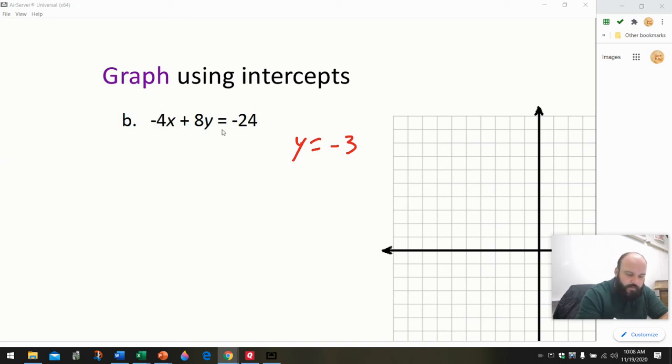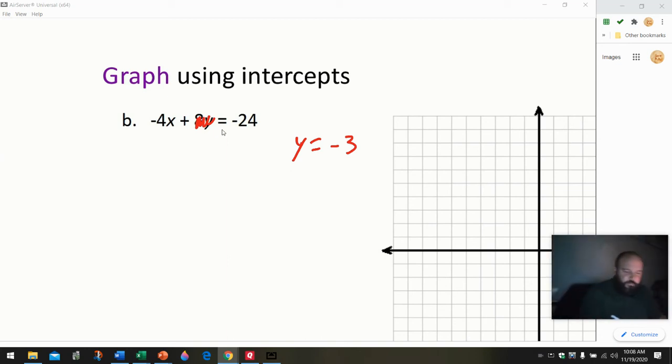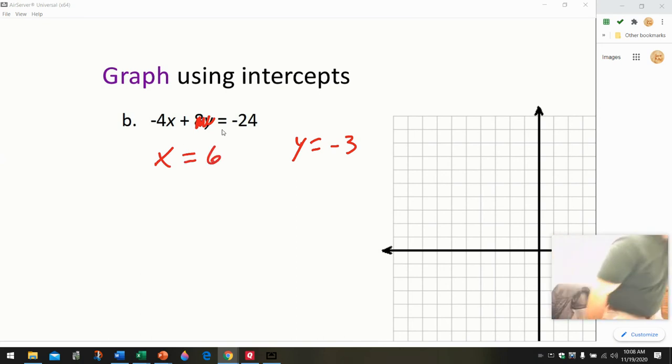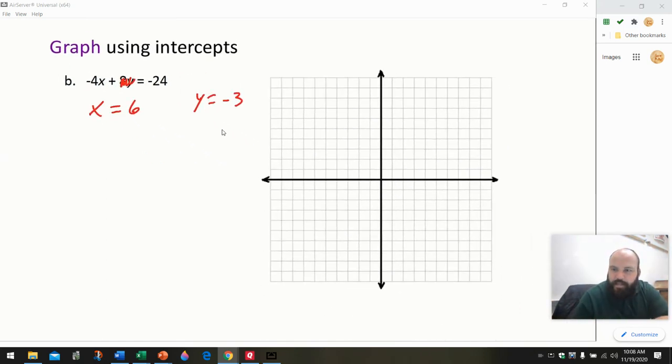Now I'm going to do the same thing, but I'm going to scribble out this. I can see that there's negative 4x equals negative 24. So when I divide both sides by negative 4, I get x equals 6. Okay, so now this gives me the 2 points that I need to plot to draw my line.